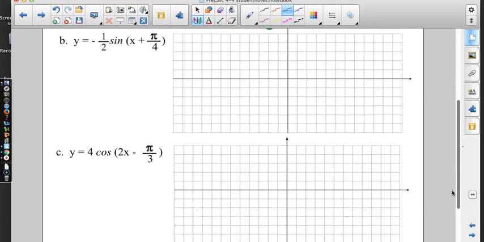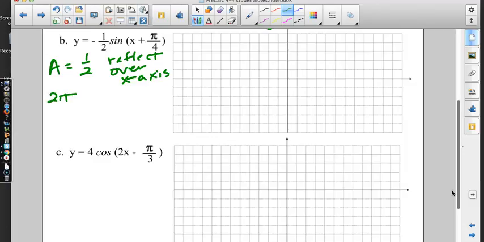So take a look at B. What's our amplitude? 1/2, right. Don't take the negative with it. The negative we definitely want in the back of our head, so we're going to put reflect over the x-axis, so we don't forget about that. All right, 2π/b for the period.